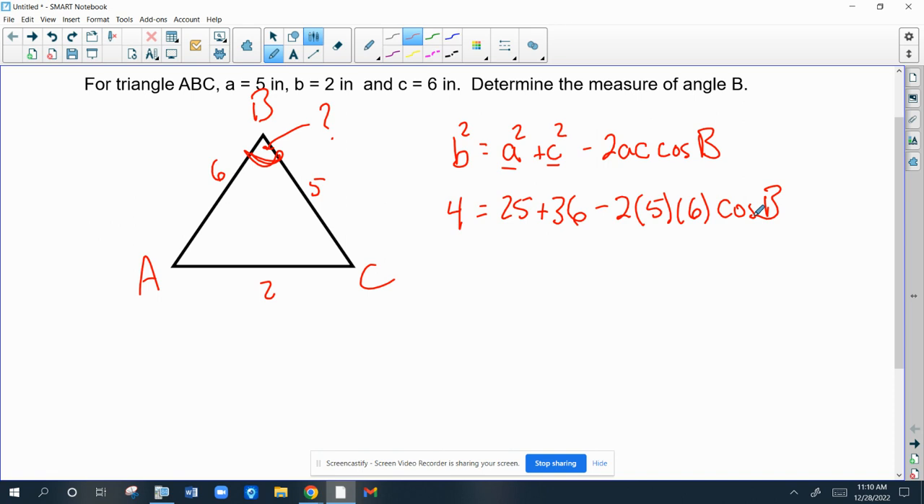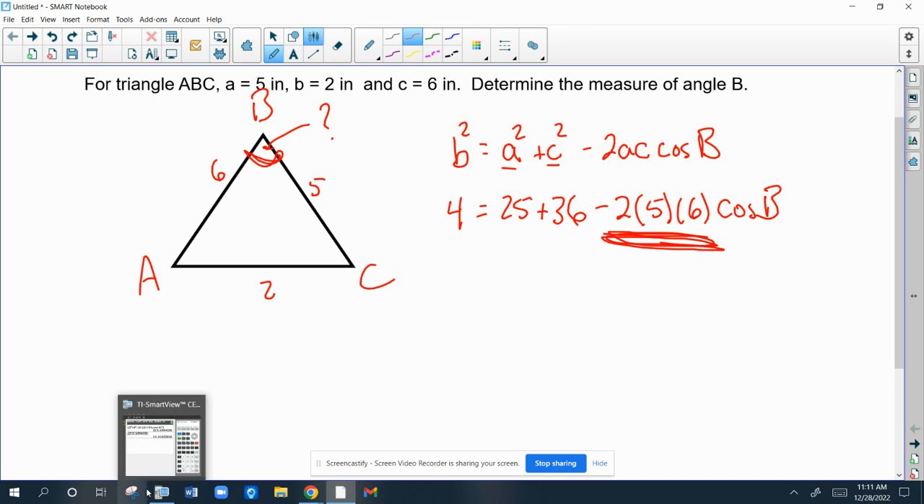Here's what I would do. I'm going to let the calculator do all the work for me. So undo everything in the normal order of reverse operations. So we're solving for B. We have to get rid of the 25 first and then the 36. So subtract 25 first, subtract 36 next. And then divide by all this because that's what's multiplied by cosine.